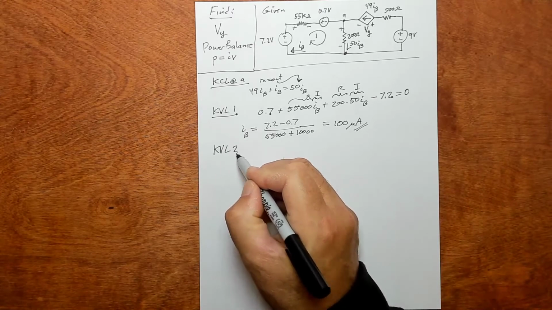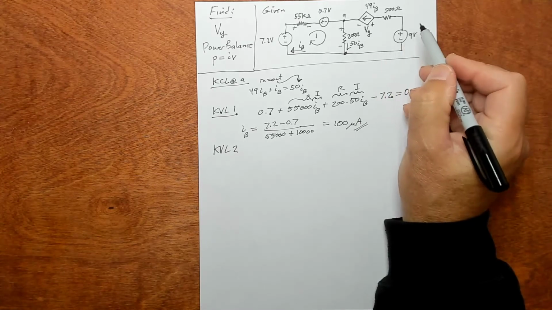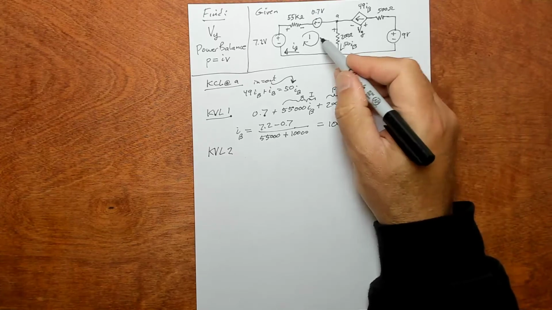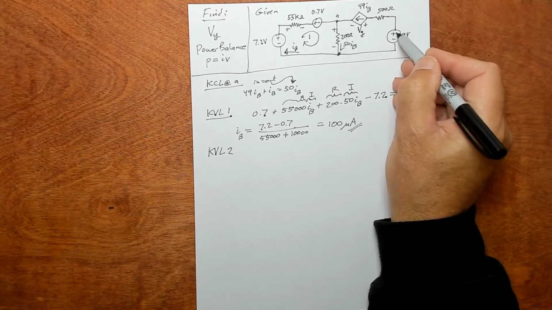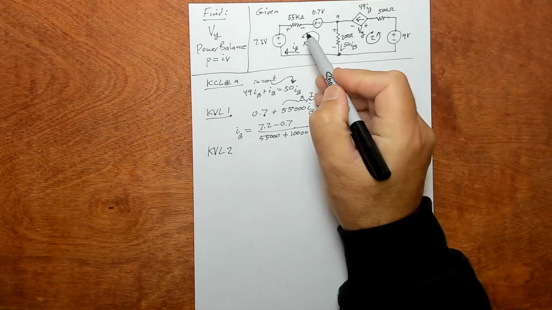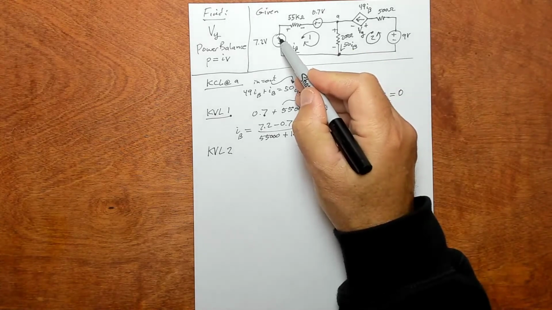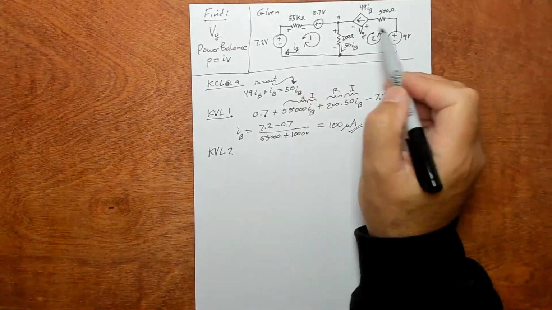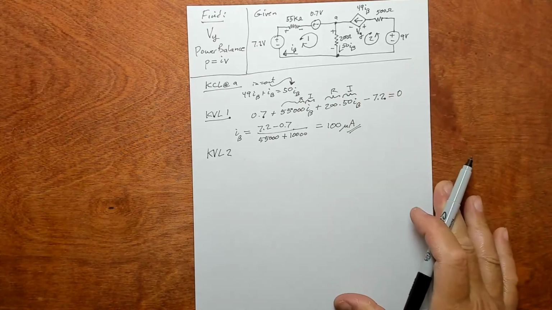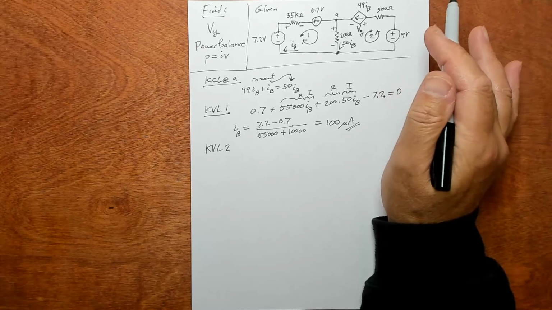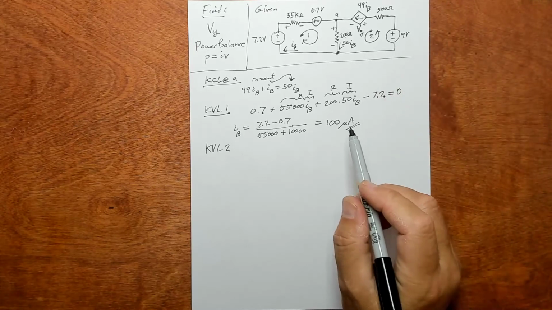So KVL, let's call it 2. Which way to go? Well, I like to think of the current coming out of the positive terminal. So if you did that, it'd be going around this way in the loop. That's what I did over here. I just chose these guys to focus on. If you choose something different, you'll end up with negative signs floating around, which is fine. You can correct for that.